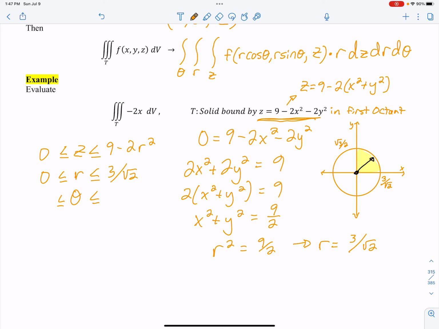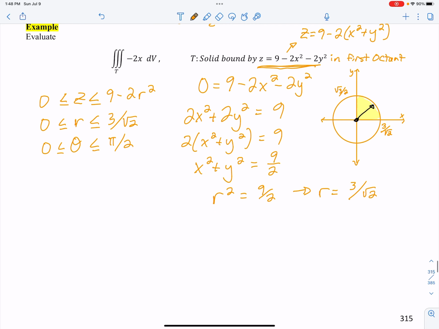Now the last thing we have to do is theta. That is what this projection over here is useful for. I can see the angle. It's between 0 and pi over 2. All right, let's set up our integral now.